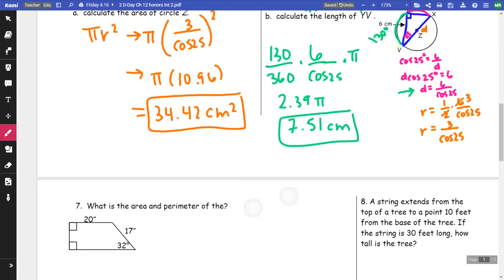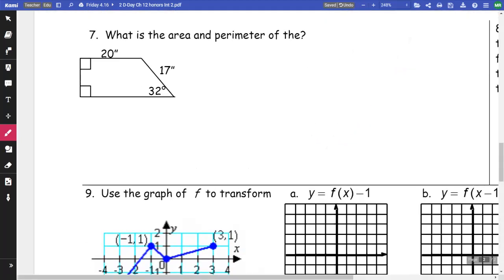On number 7, this is a trapezoid, and we have to find area and perimeter. Area of a trapezoid is base 1 plus base 2, that quantity times your height divided by 2. So I don't know everything. I'm going to split this.